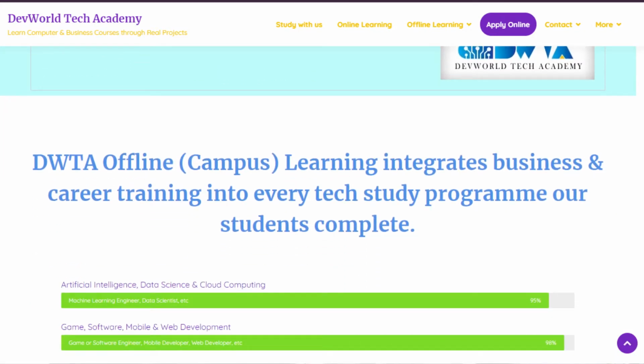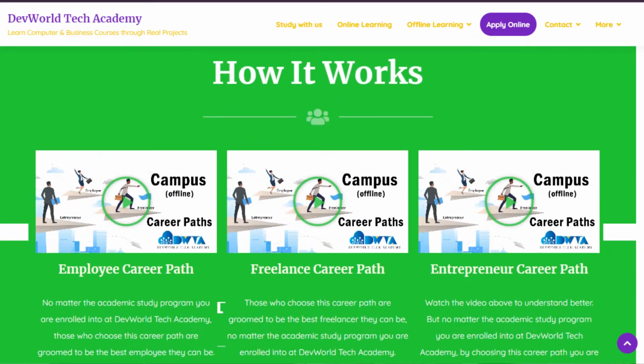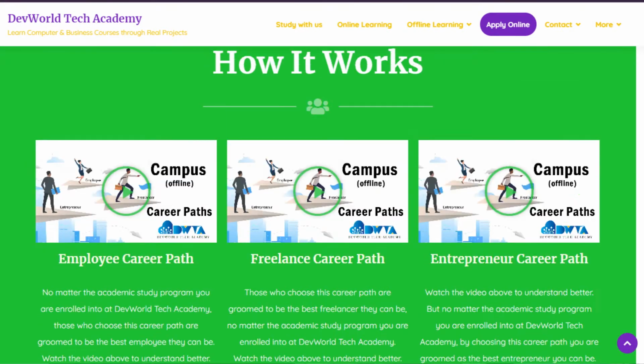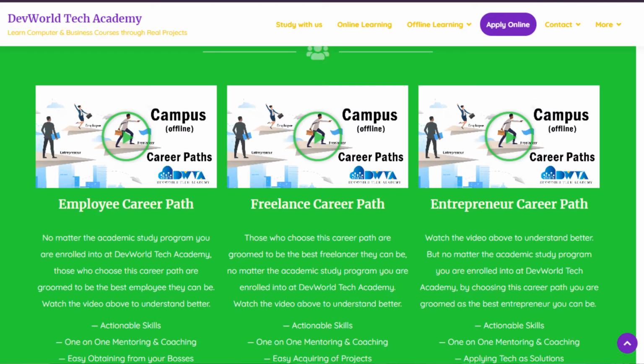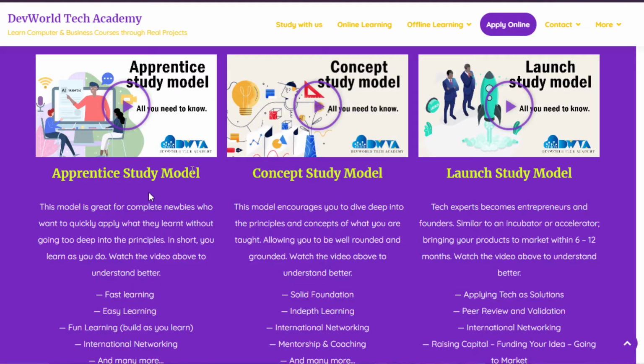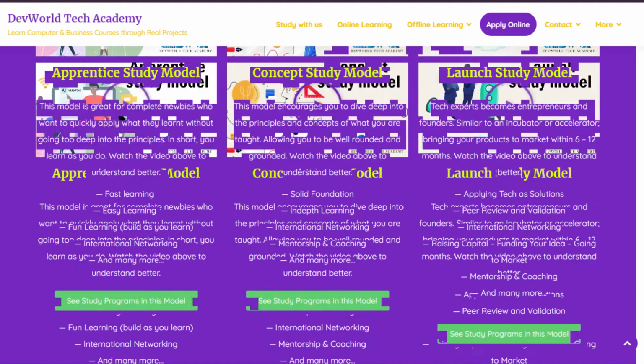Study model means a methodology, a way of studying, a pathway of studying. In the offline learning system, we have three career paths: the freelance career path, the employee career path, and the entrepreneurship career path. But in the online distance learning system, we have the apprentice study model, the concept study model, and the launch study model. Because your question is focused on the apprentice study model, let me answer that right now.